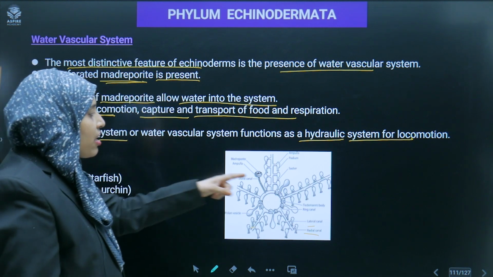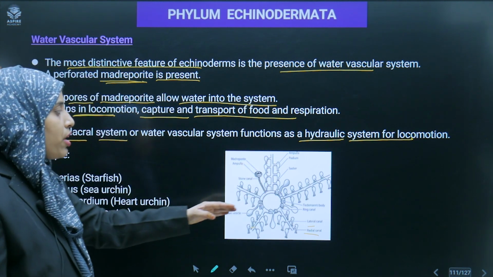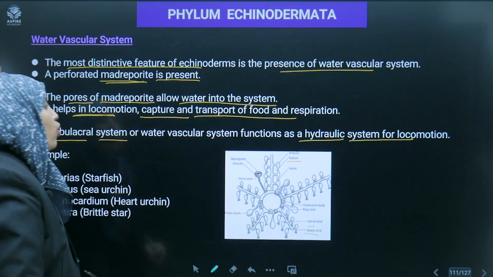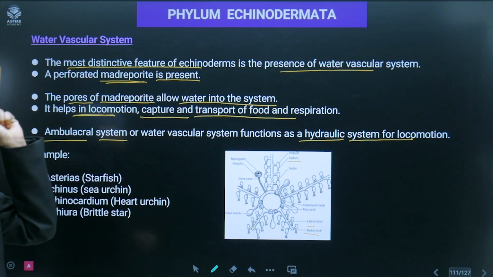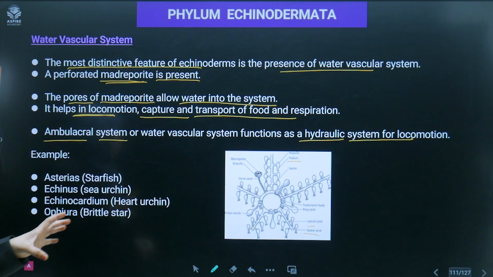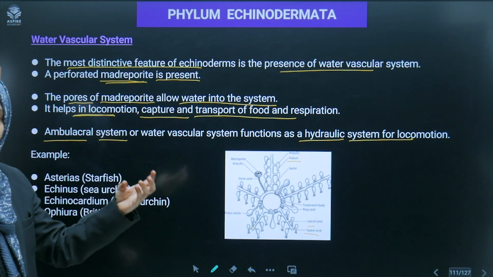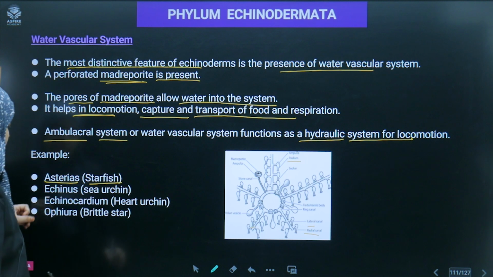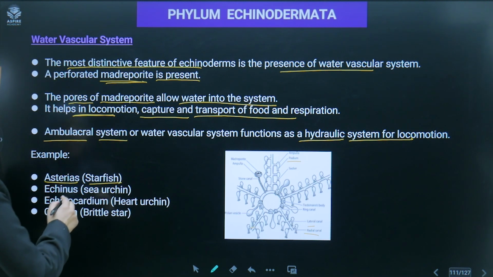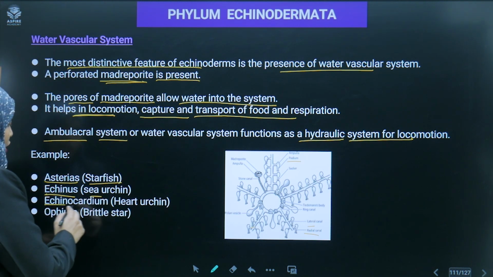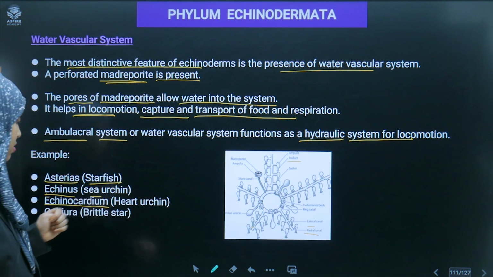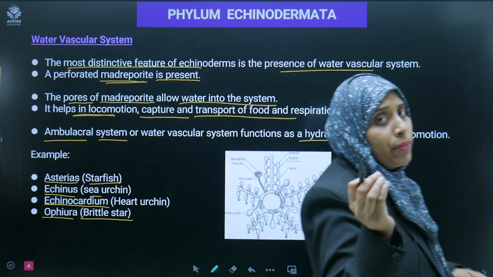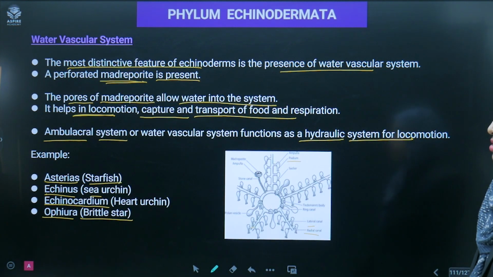A sucker is also present below the podium, okay? Below the podium, which is acting as tube feet. So this water vascular system works like a hydraulic system for locomotion. A few examples we have of echinoderms. The starfish, that is known as Asterias. Now, Echinus, sea urchin, Echinocardium, heart urchin, and Ophiura, that is brittle star. These are the members of the phylum Echinodermata.